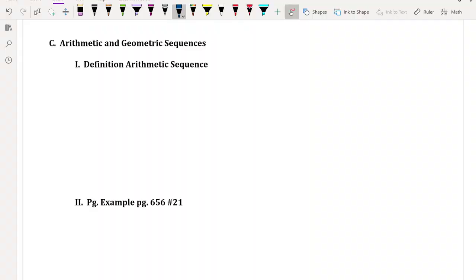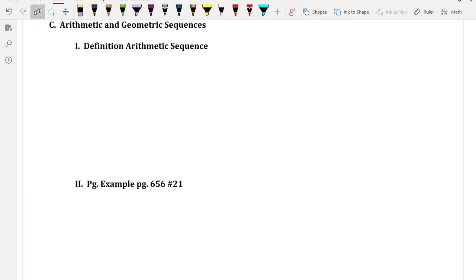This is part 2 of lesson 9.3, Infinite Sequence. In this lesson, we're going to look at two very specific sequences that you probably have seen in algebra, but also have very important significance as we move forward working with sequences. And these are arithmetic and geometric sequences. So I'm going to start by defining them, and then we'll do some examples working with them.